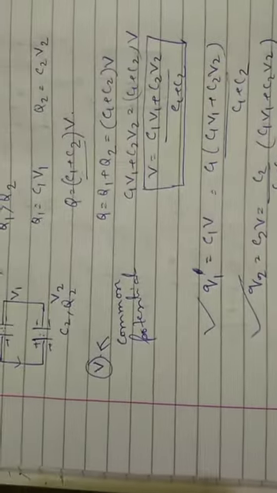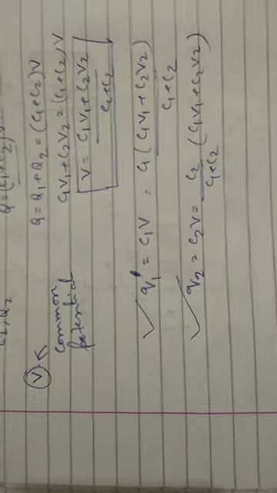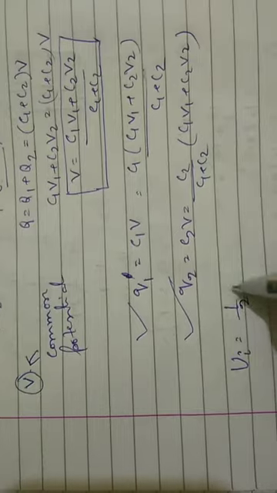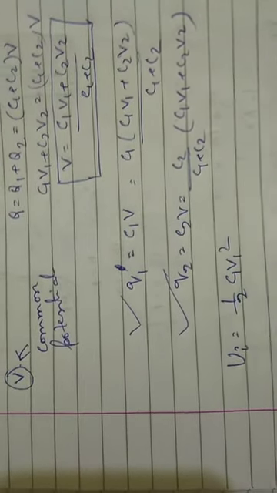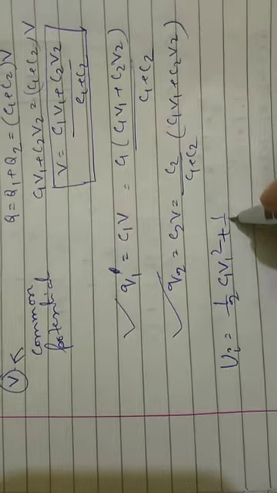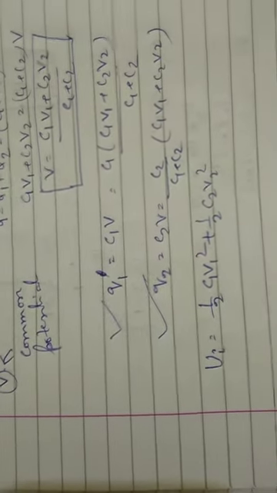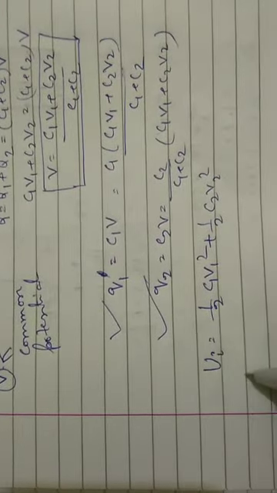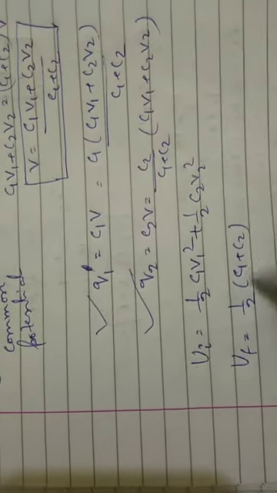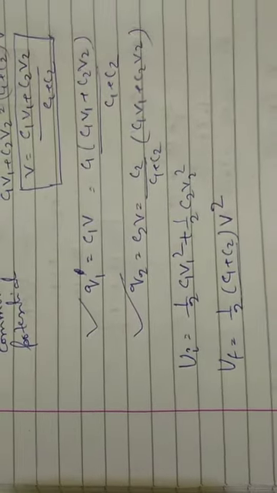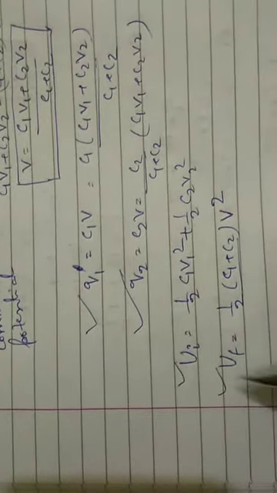Now let us find out whether there is any change in energies. When they were disconnected, the total energy of both the capacitors was Ui equals, for the first capacitor, half C1 V1 square, and for the second capacitor, half C2 V2 square. So this was the initial energy, and after connecting, the final energy is half the capacitance of the combination times the common voltage V square. So this is the initial energy and this is the final energy.